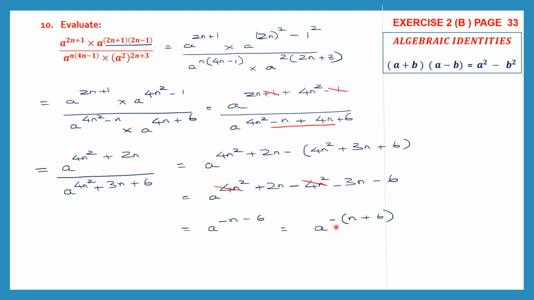Since the power is negative, we can write the reciprocal of this and change the power to positive. So this becomes 1 by a. A now becomes 1 by a raised to the power of n plus 6, where the power has now become positive. So this is our answer, 1 by a raised to the power of n plus 6.